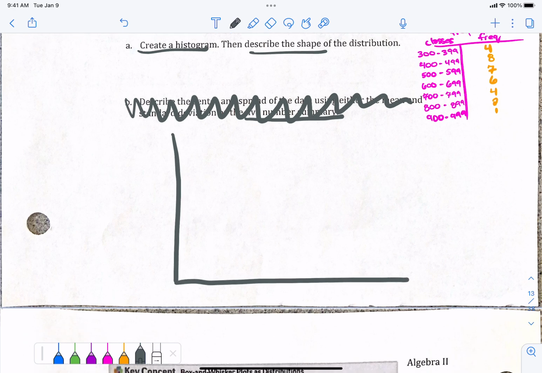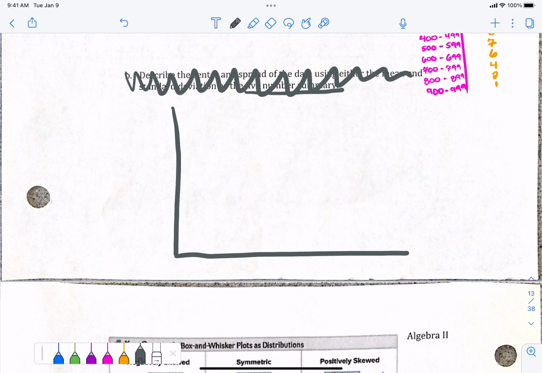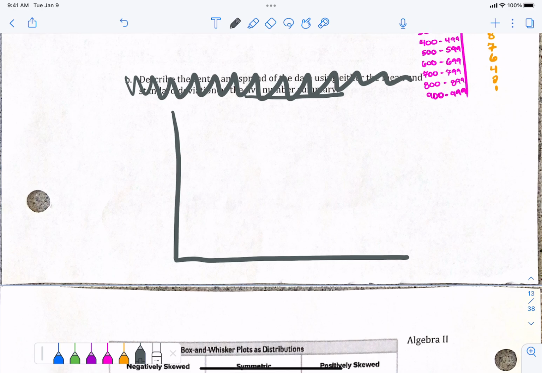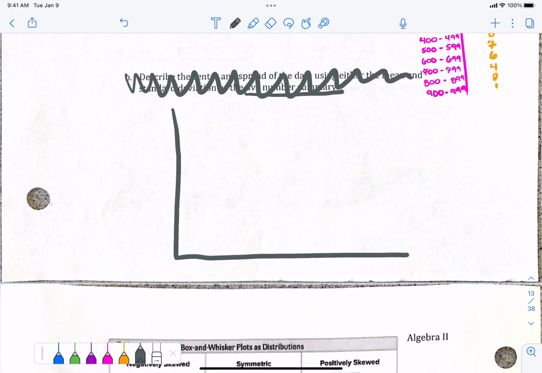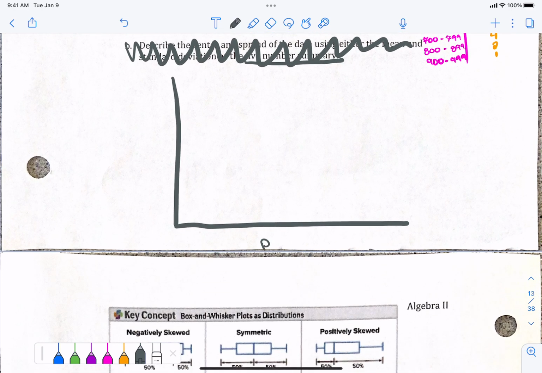All right, we have to set this up. What is our label across the bottom? The 300s class, yeah, but what are the classes? What are these numbers referring to? Laptop prices. So these are prices in dollars. I'm going to say prices of laptops.